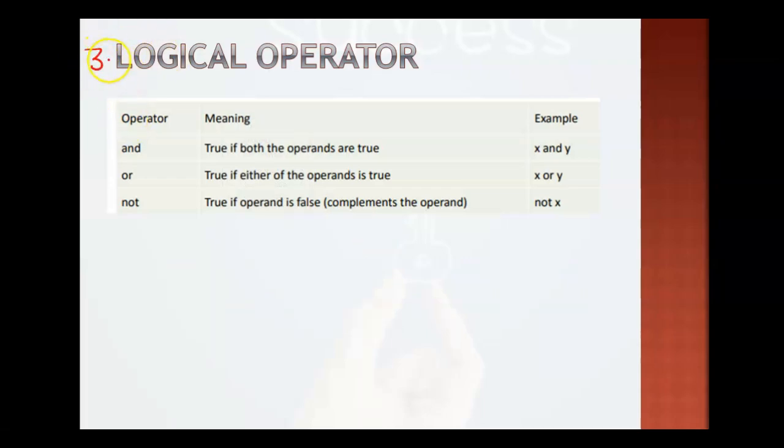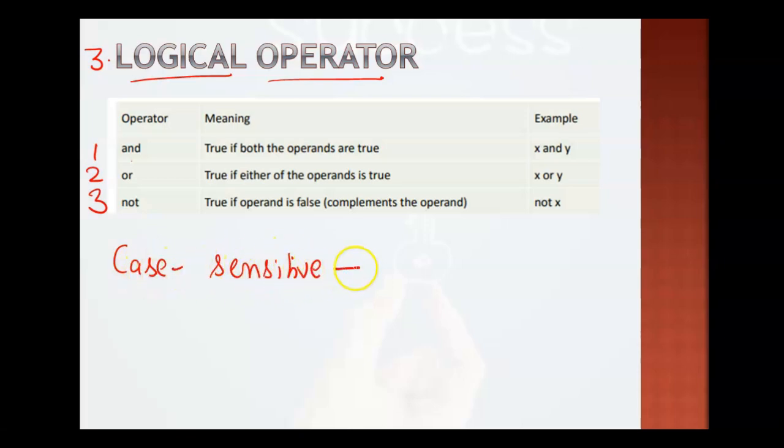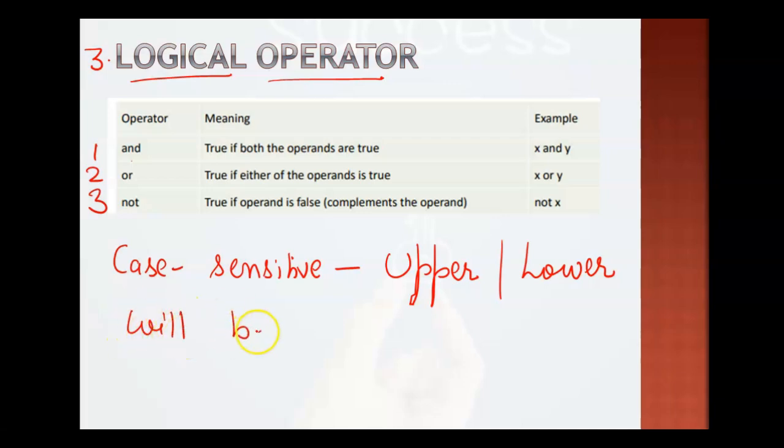Now the third basic operator, the last one, is the logical operator. Under that also we have three conditions. Actually, the logical operator is used to merge conditions. Here you can check, we have and, or, and not. This is one spelling, A-N-D. And as you know, Python is a case sensitive language. Case sensitive means that if something is written in uppercase or lowercase, they will work in a different way. Lower and upper will be treated differently.